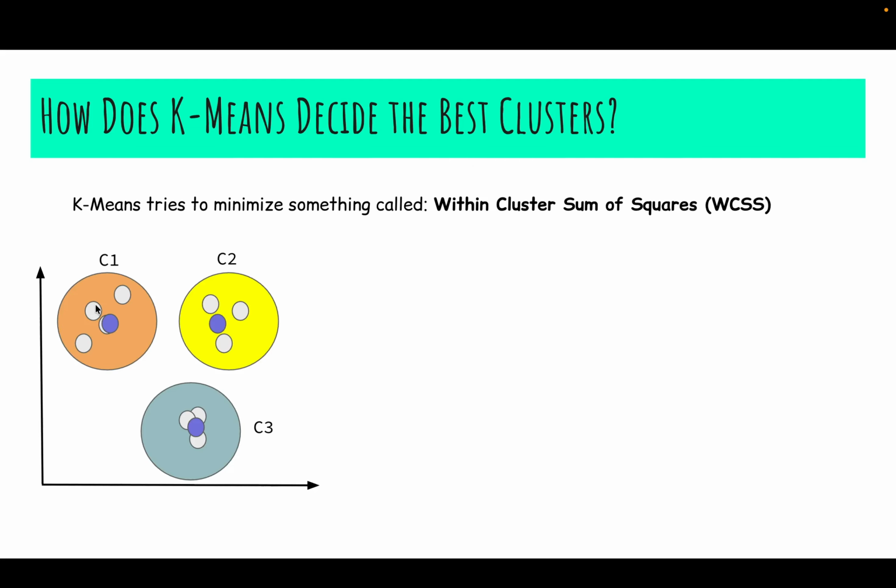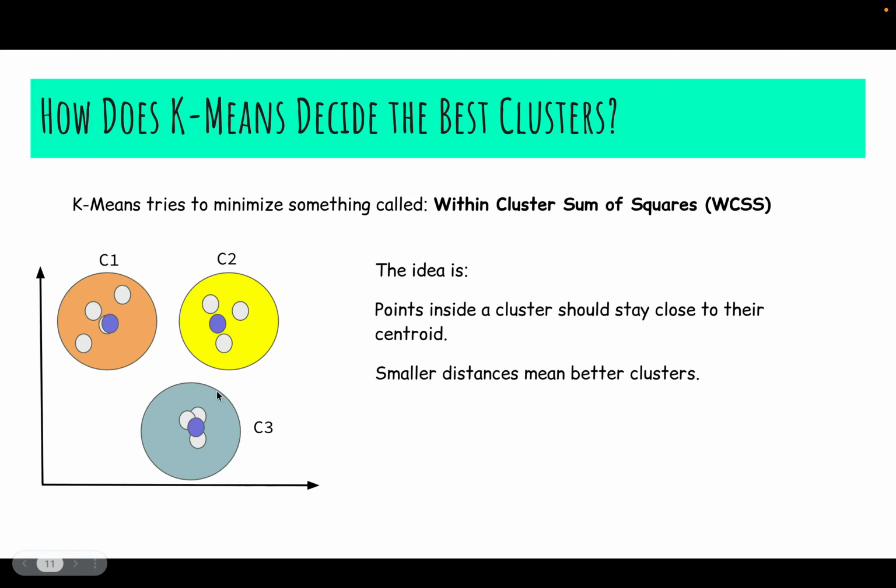If you look at C1, you will see that the distance between the data point and the centroid is high. And if you look at C2, even here the distance between the data point and the centroid is high. But if you look at C3, here the data points are closer together and also the distance between the centroid and the data point is less. So basically the idea is the points inside a cluster should stay close to their centroid. Basically it should be in this manner, which is C3. Smaller distance means the cluster is better.